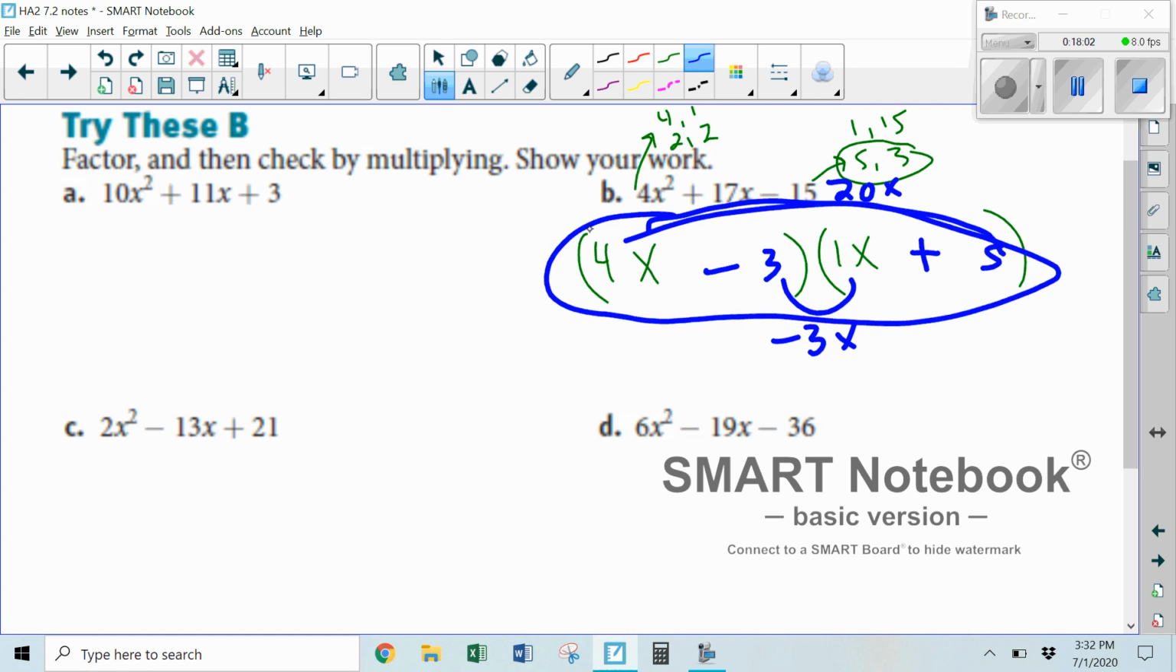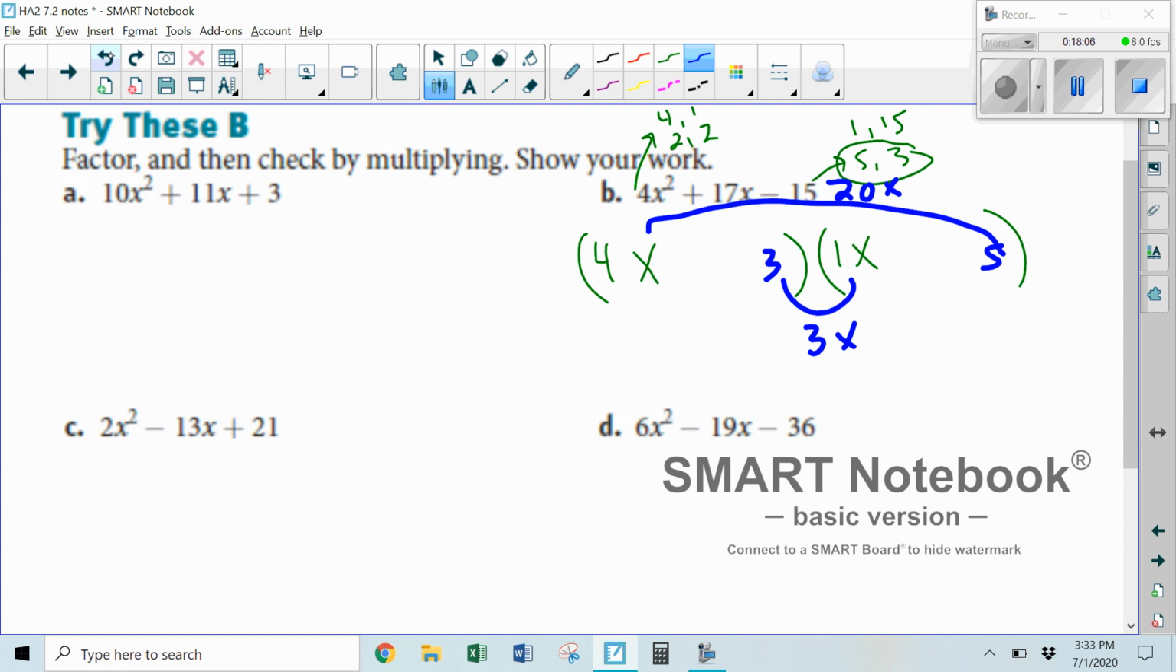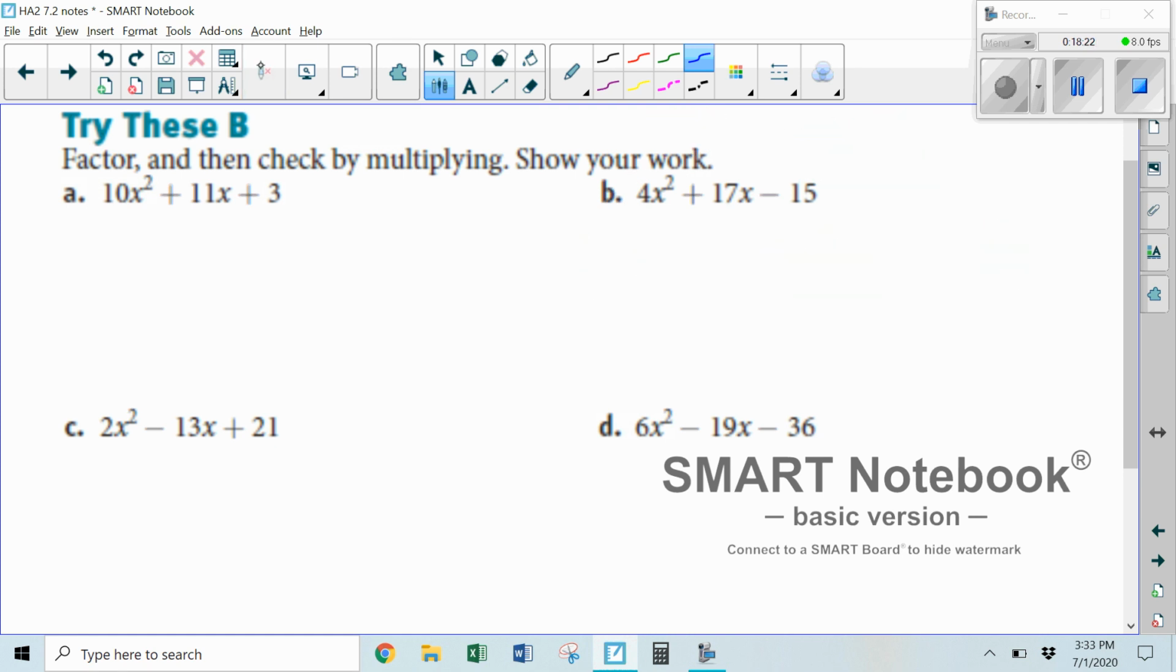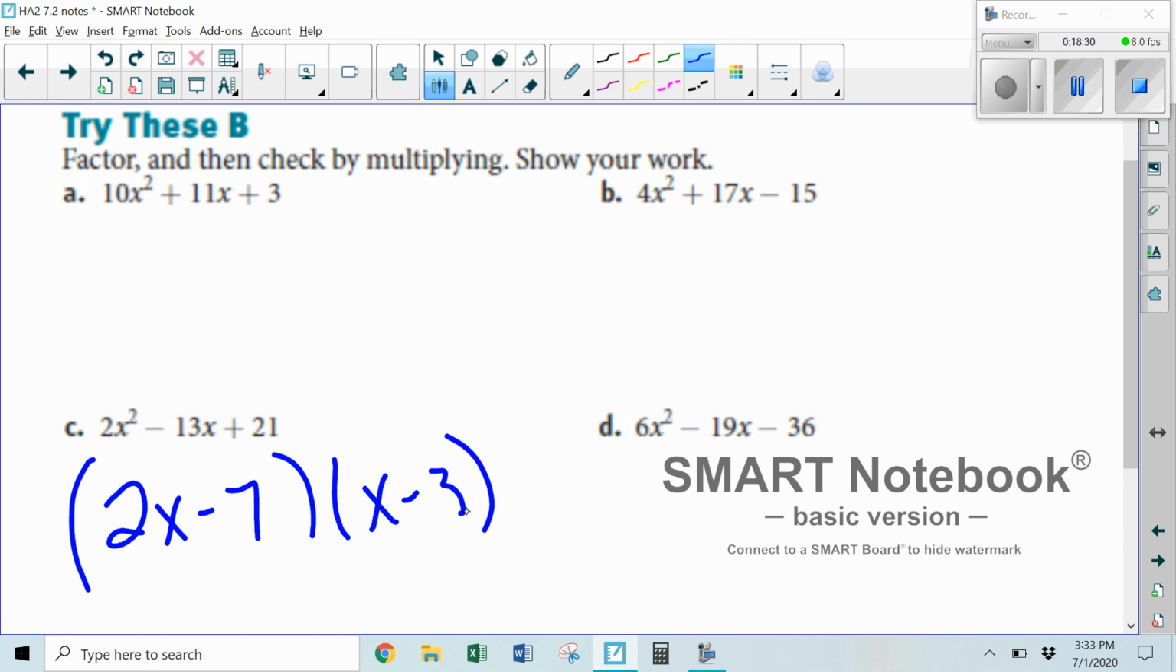If that did not work, what you would want to try is 1 and 15 and then flip those around. If that doesn't work, then you know that 4 and 1 doesn't work, and you go to 2 and 2 and try that, and you find the right one. Okay? The answer for C is 2x minus 7, x minus 3.